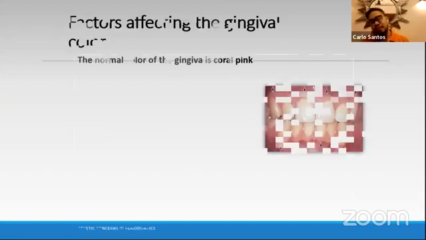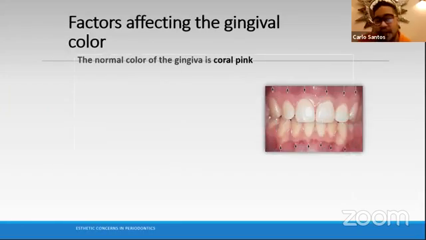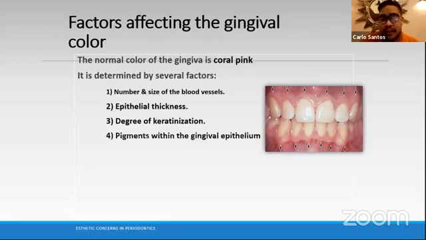Okay, so factors affecting the gingival color. This is very basic from our undergrad years. The degree of keratinization, the epithelial thickness, and pigments within the gingival epithelium. Remember, back in the day, it was taught that the stippling and the biotype are very important. So these are the factors that determine the color.